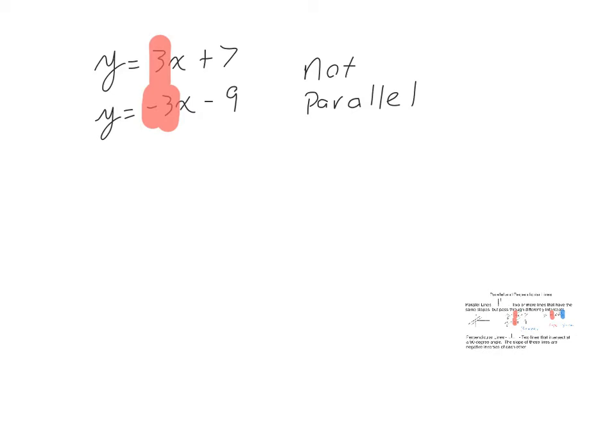You can't just look at the number. You have to pay attention whether or not those are exactly the same. So 3 and negative 3 are not the same number. That's an important distinction there. A lot of people will mess that up because they see a 3 as all they pay attention to. Don't ignore that one's positive and one's negative. And those are definitely not parallel.